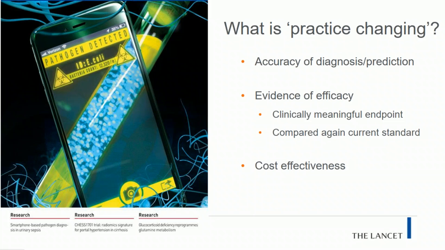And the other idea about efficacy is this: compared against the current standard. It's fine if something works, but it doesn't help us if it doesn't work better than what we already have. And I think this is the next big step for this world that we're working in. It's proving that it works better than the current standard. And the third idea, which the Lancet is to some extent less interested in, and is more of a systems level, is this idea of cost effectiveness. If it's loads more expensive, then it's really difficult for people to implement.